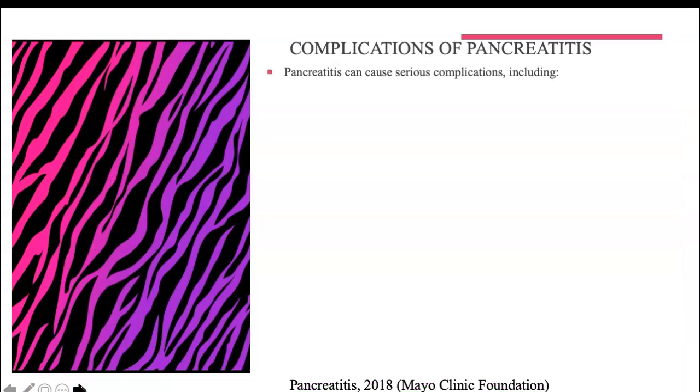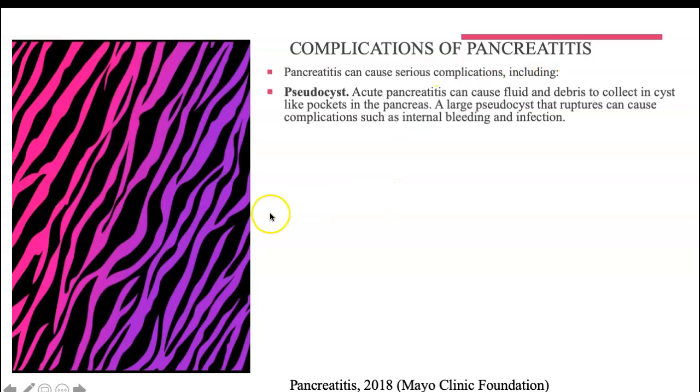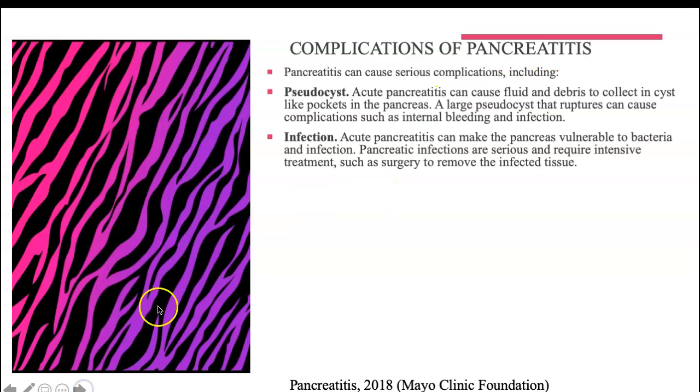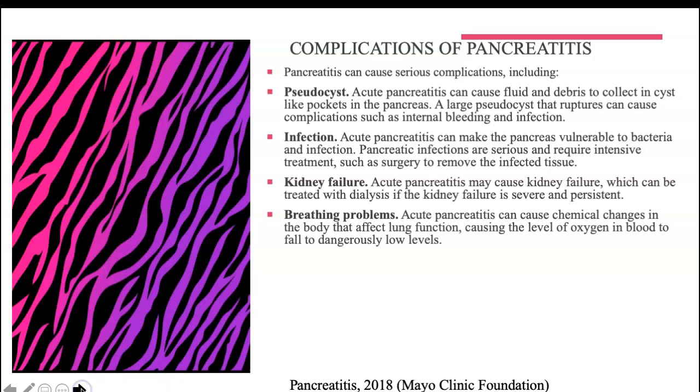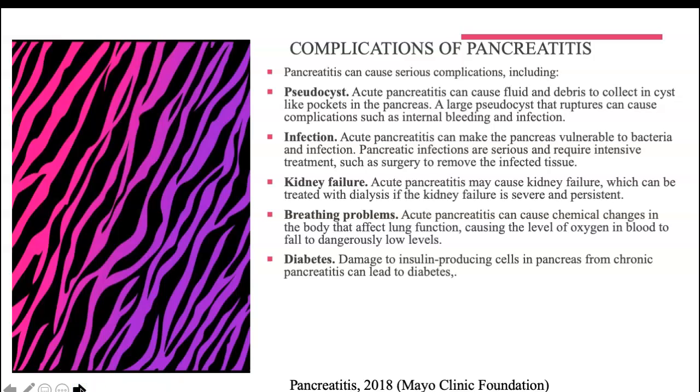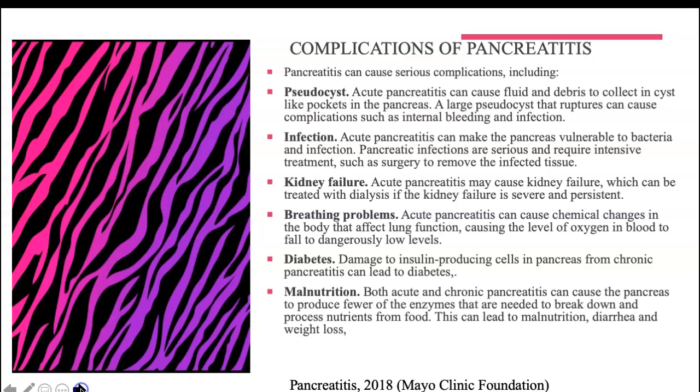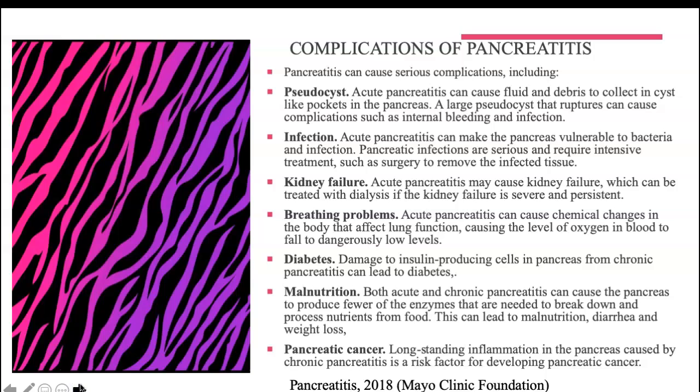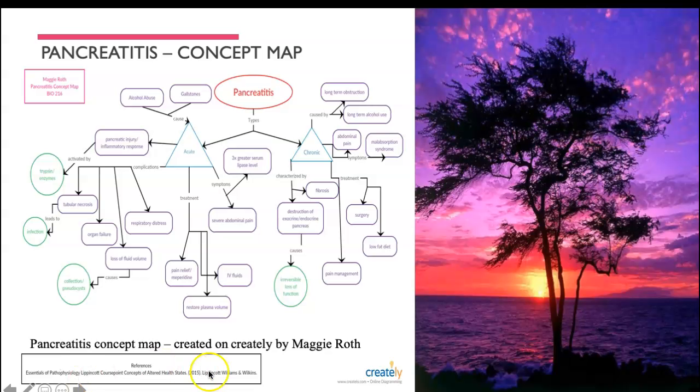And so there are a lot of complications associated with pancreatitis, including the pseudocyst, infection, kidney failure, breathing problems, uncontrolled blood sugar, diabetes, especially malnutrition, and then long-standing inflammation, which is a risk factor for chronic pancreatitis.